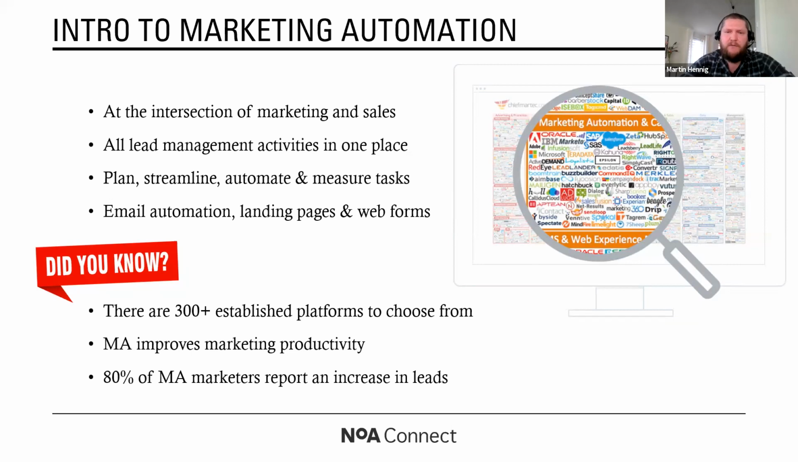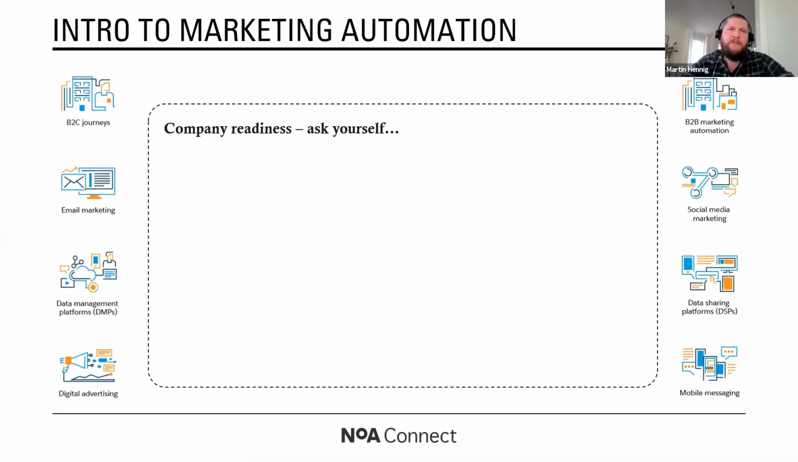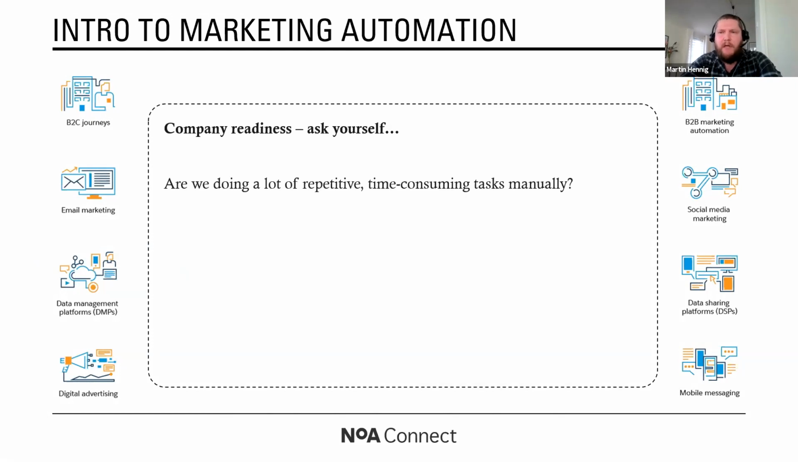So that's good. Now that we're excited about marketing automation, what do we need to ask ourselves to establish if we're ready? Why would we want to look at marketing automation? For example, are we doing a lot of repetitive tasks that are time-consuming manually? That's really one of the core benefits of using marketing automation: that repetitive process that you do manually, you do your send outs manually. There's a tool for that, and we'll talk about that in a moment.